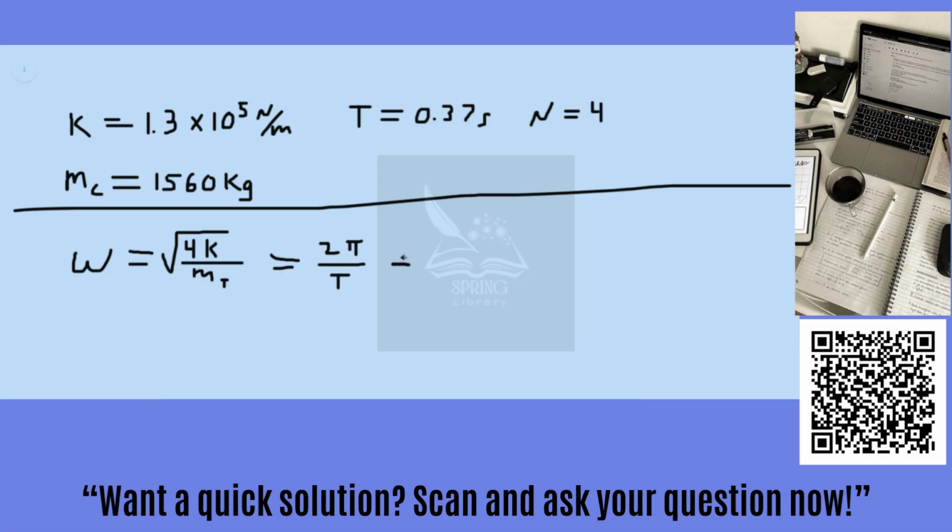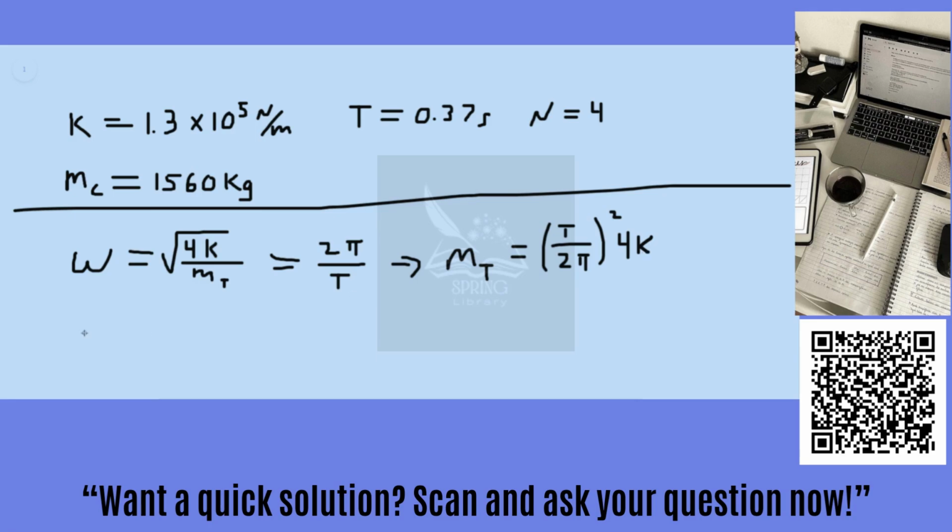So in other words, we can solve for the total mass, and we get the total mass, m sub t, is equal to T squared over 2 pi squared. So we can go ahead and pull that square outside of all of it. So this would be T over 2 pi, squared, multiplied by 4 times the spring constant k.